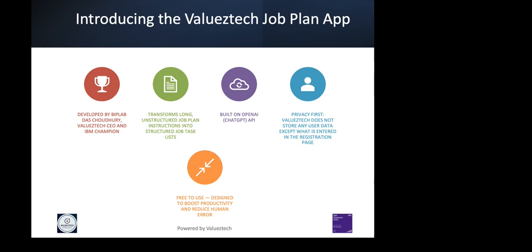Well, that's pretty much the idea behind what we're diving into today. It's called the Valueztech Job Plan app, developed by Biplab Das Khoury, who's an IBM champion. And its core purpose, based on what we've seen, is exactly that. Turning unstructured, plain text job info into a properly formatted, structured job plan. So taking that basic text input and making it professional, usable. Exactly. Streamlining that whole creation process, bringing some order to the chaos.